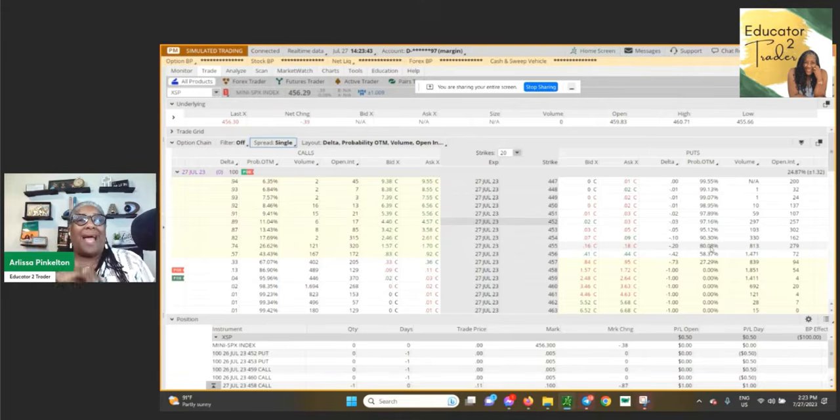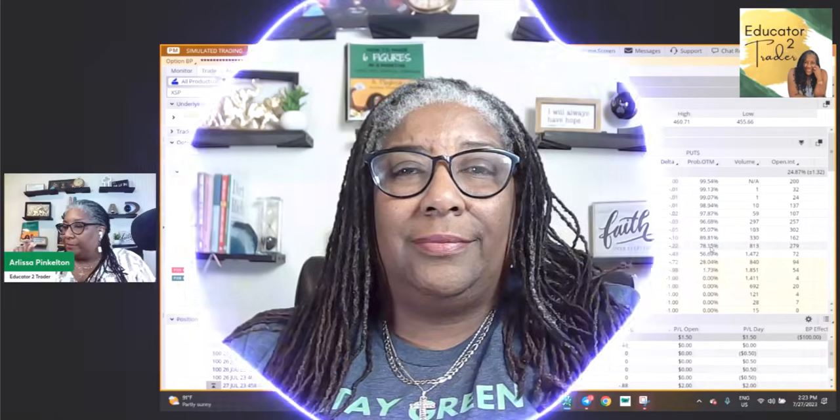As a seller, you want to be out of the money at expiration. You don't want to be in the money. Buyers want to be in the money. Sellers want to be out of the money.